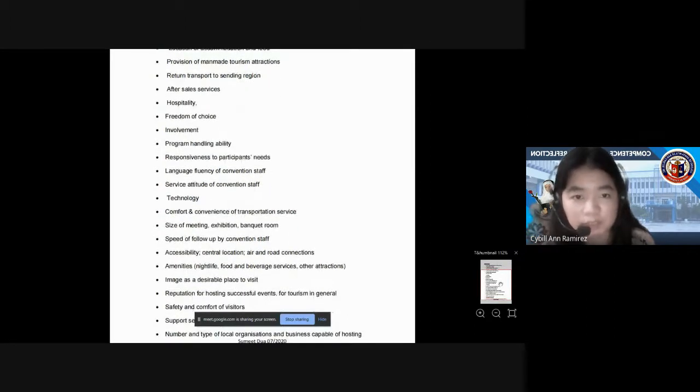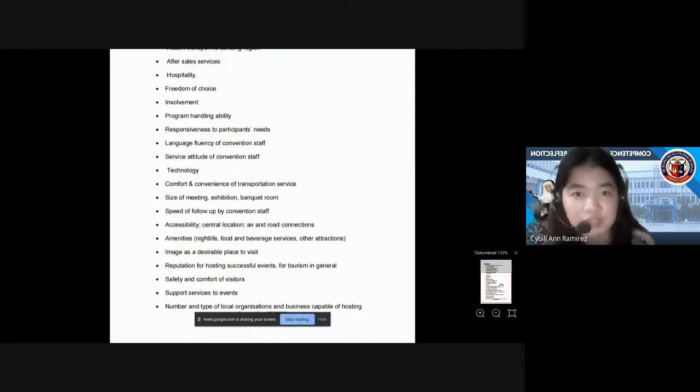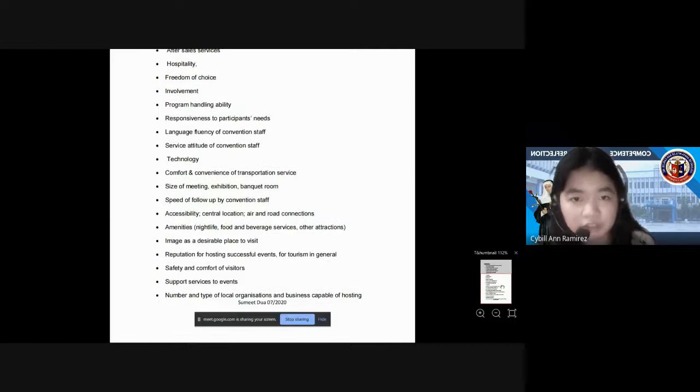responsiveness to participants' needs, language fluency of convention staff, so you need to train, of course, no, your convention staff, technology, comfort and convenience of transportation service, size of meeting, exhibition, or banquet room, speed of follow-up by convention staff, accessibility, central location, air and road connection.